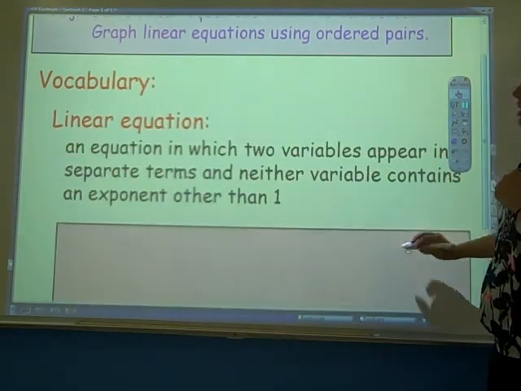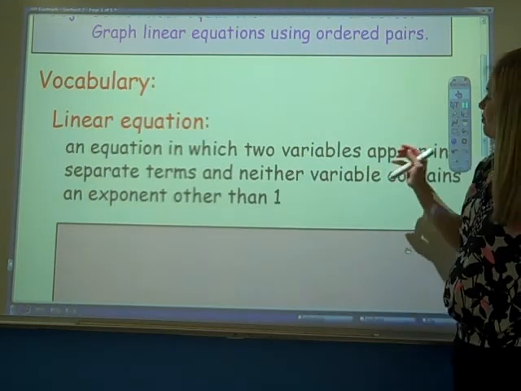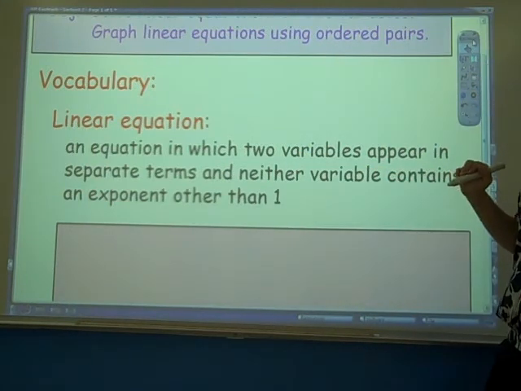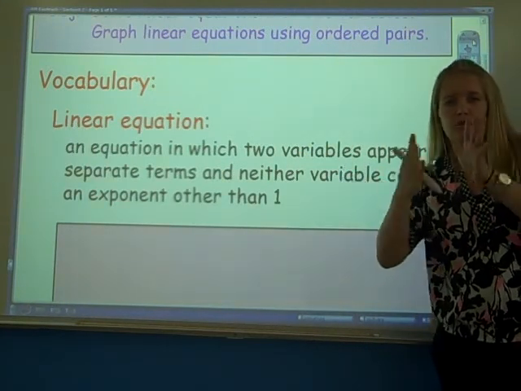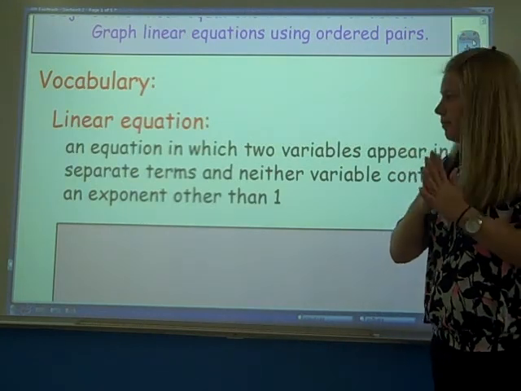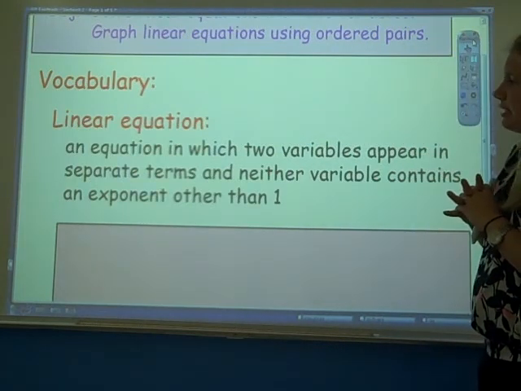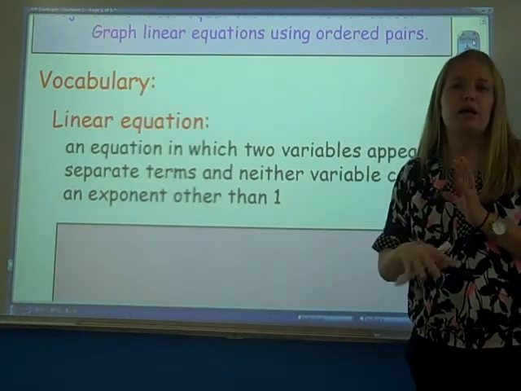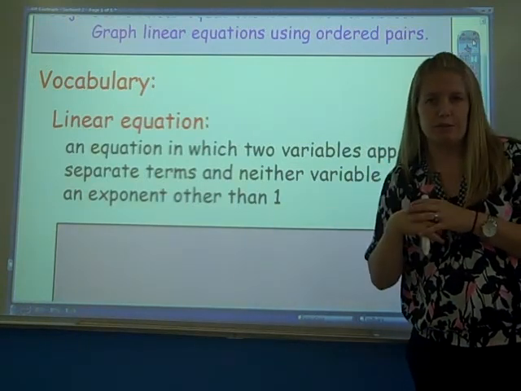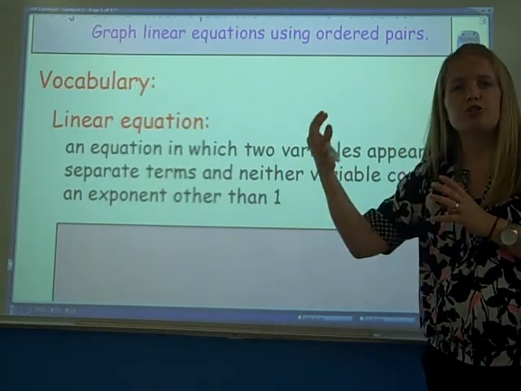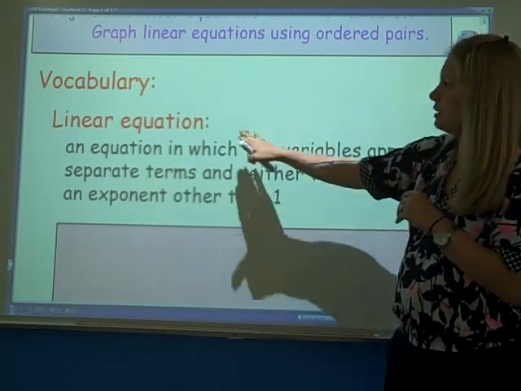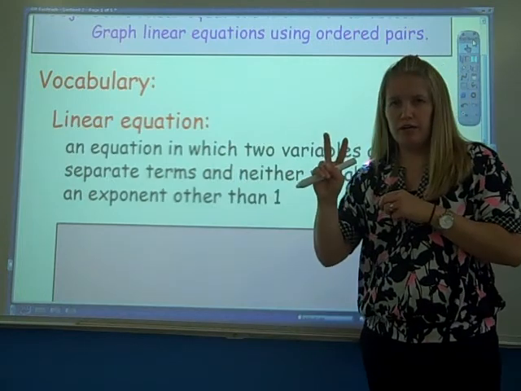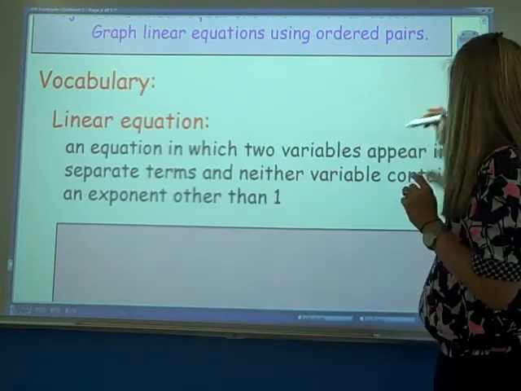A linear equation is an equation in which two variables appear in separate terms, so they're not grouped together like x, y, and neither variable contains an exponent other than 1. So there are no powers of 2, of 3. Those are other things that you're going to be learning in algebra and as you go on further in math. But a linear equation, two variables, all to the power of 1.